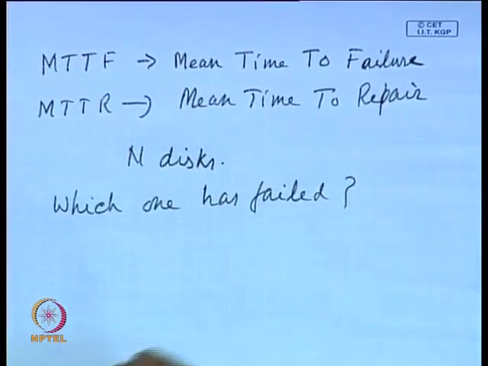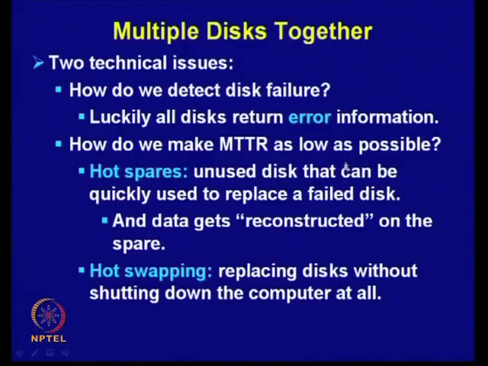Fortunately, the disk which has failed generates a flag. So, it is a self generated signal. That means the disk which has failed will generate a signal that I have failed. So, that is a very good thing. Luckily, all disks return error information. So, a flag is generated, and so identification of a faulty disk does not pose any problem.